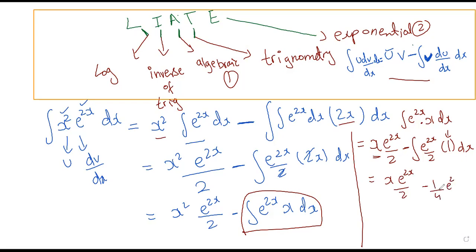the 2x. Why 1 by 4? Because integration of e to the 2x is e to the 2x by 2, and we had this 2 already. So now we have this part and we have this part. We need to write it down together. So the final answer would be x square e to the 2x by 2, not plus, we have a minus sign here, minus x e to the 2x by 2 minus 1 by 4 e to the 2x. Is it clear?